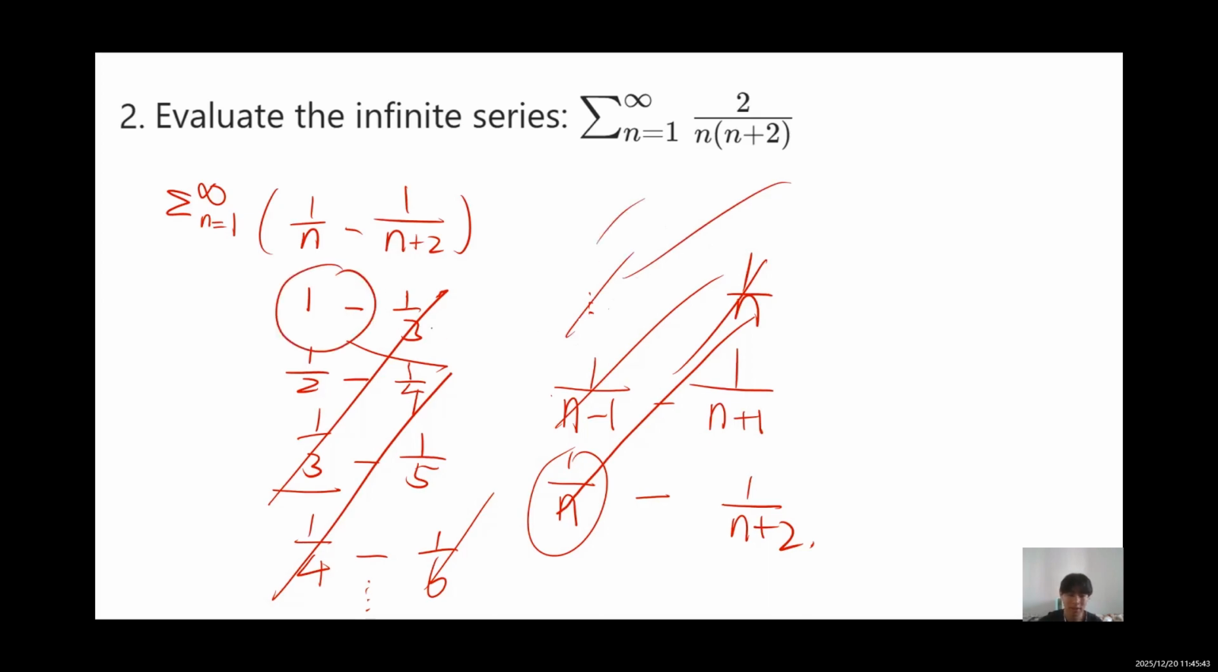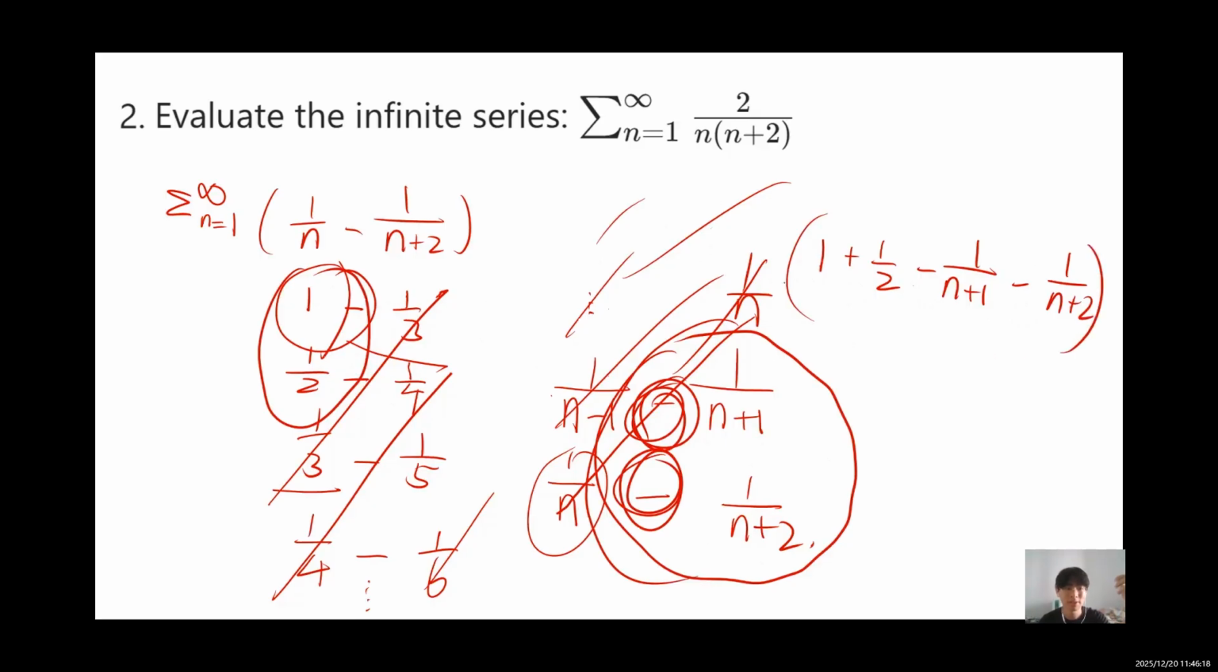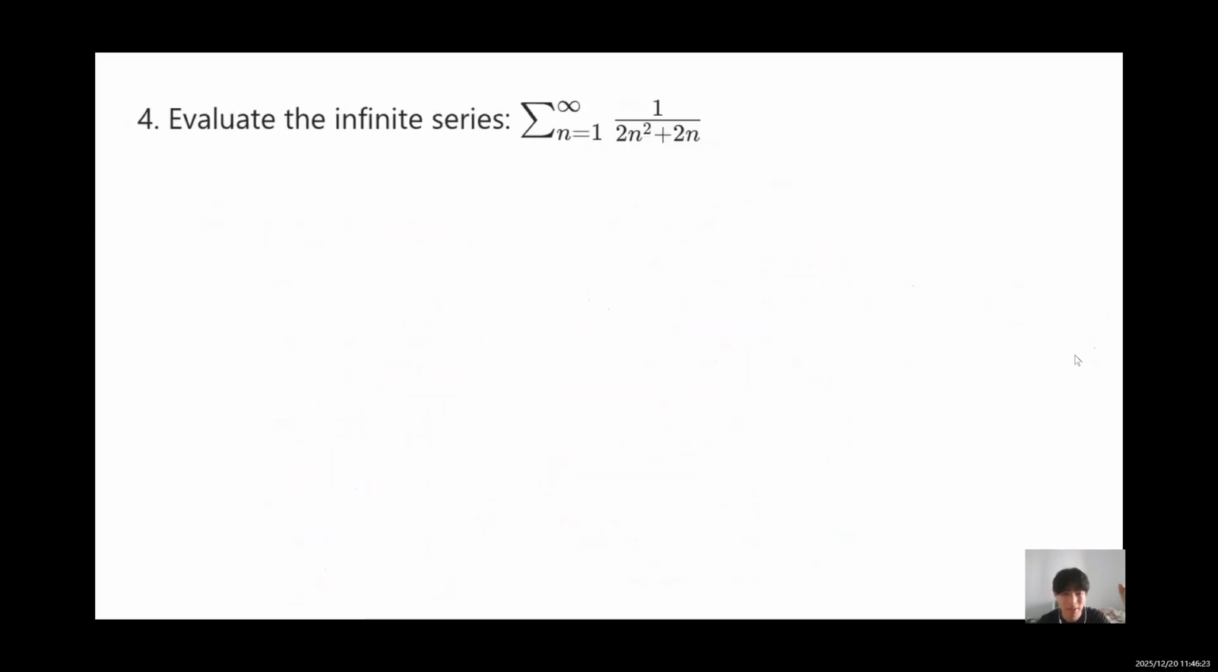So at the last, we only have 1 and, oh, sorry, it's 1 and 1 over 2 and this 2. We add them together, 1 plus 1 over 2. Oh, please don't forget the sign. Okay, so this is minus 1 over n plus 1 minus 1 over n plus 2. All right, this is the final answer. It's quite easy, right? So let's move on to the third question. Oh, sorry.